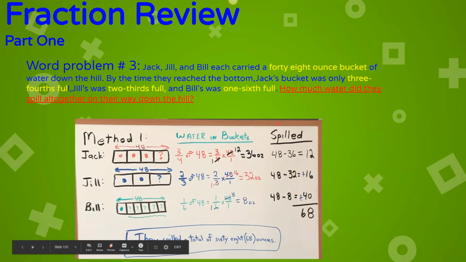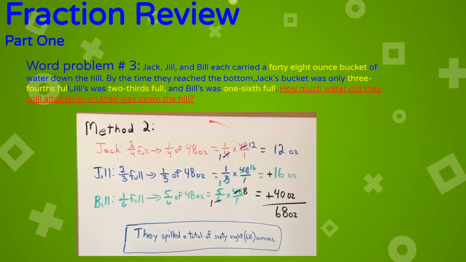And that's one method for solving a problem. Now, you may have done another one. This next one is probably one that I would have been more inclined to use myself because it might have saved us one step. We knew Jack was 3/4 full. That meant that 1/4 of it spilled out. 1/4 of 48 would be the same as 1/4 times 48 over 1. 4 will go into 48 12 times. 1 multiplied by 12 is 12 over 1. So we know he spilled 12 ounces.